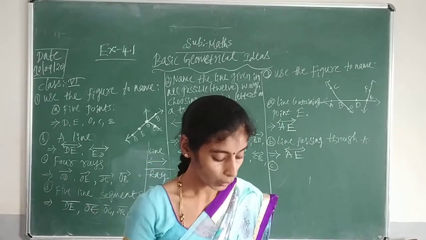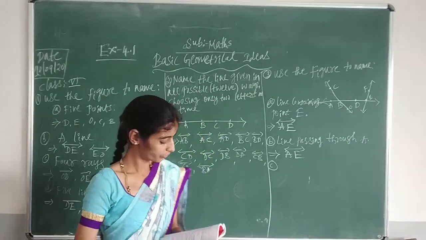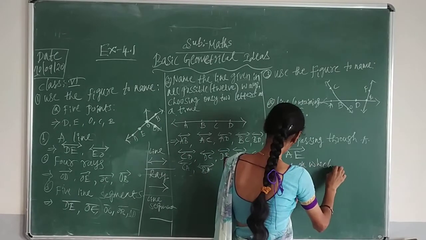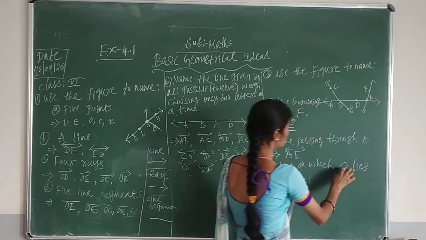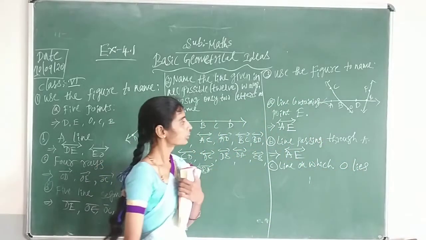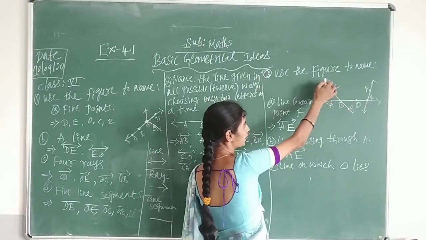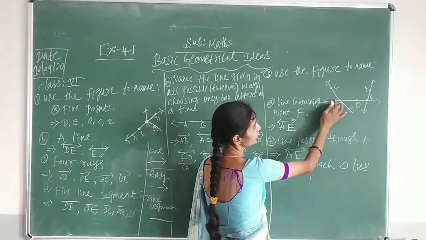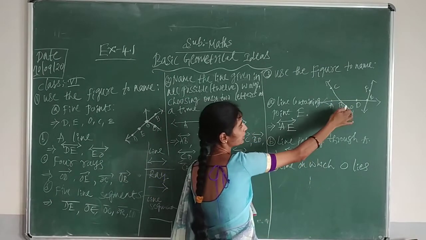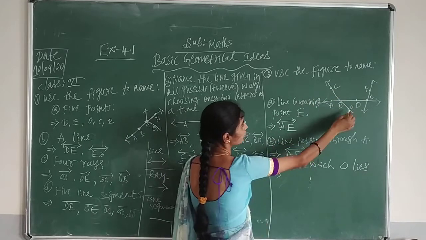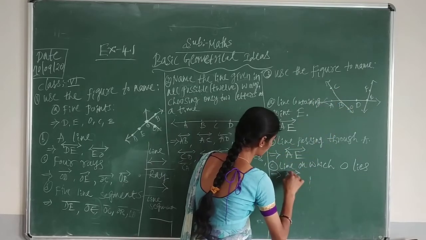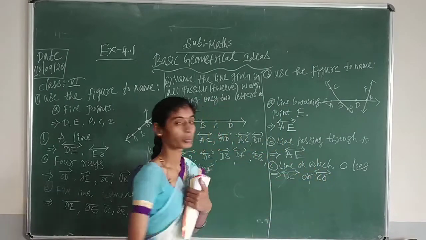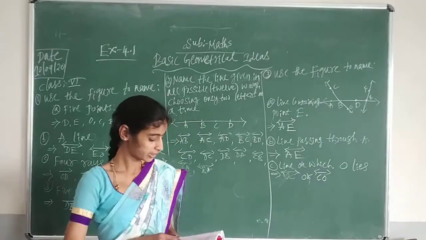Line on which O lies. You should read it as O, not 0. So now you have to see on which line O is there. Whether O is on this line? No. O is on this line. So what is that line? O to E is the line. So you can write OE. On this line O is there. Okay.